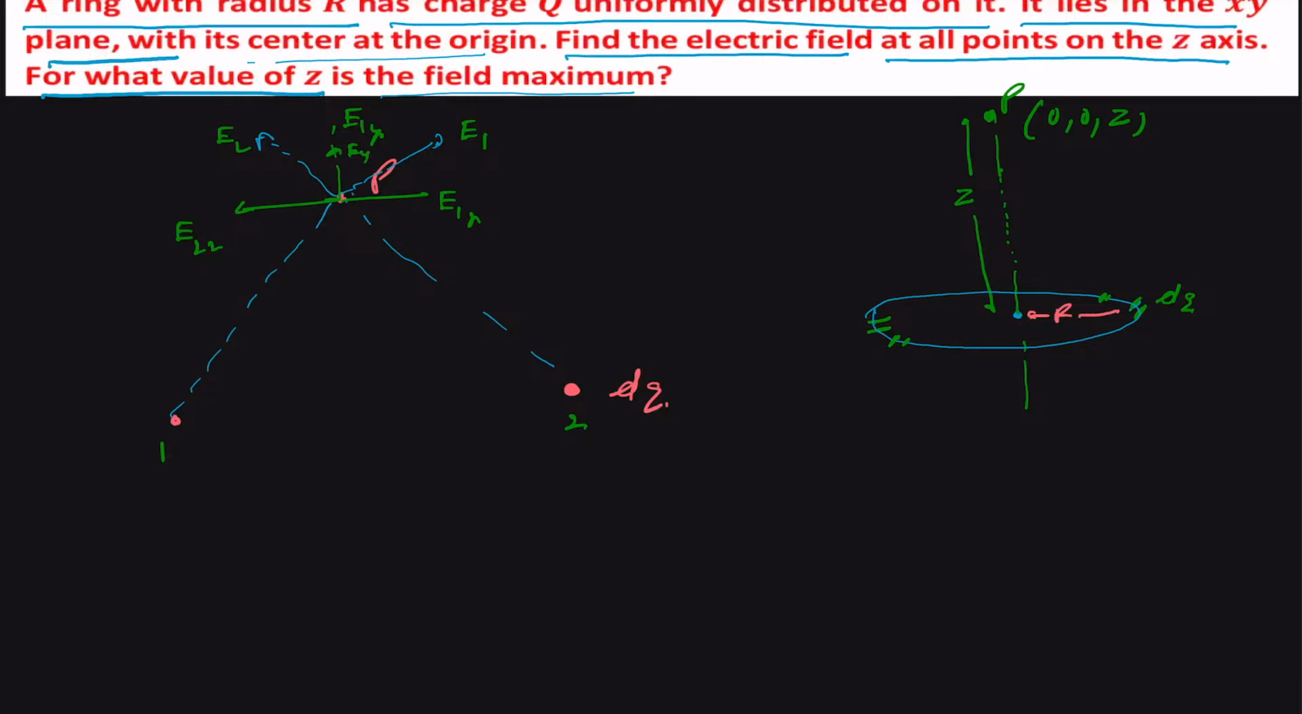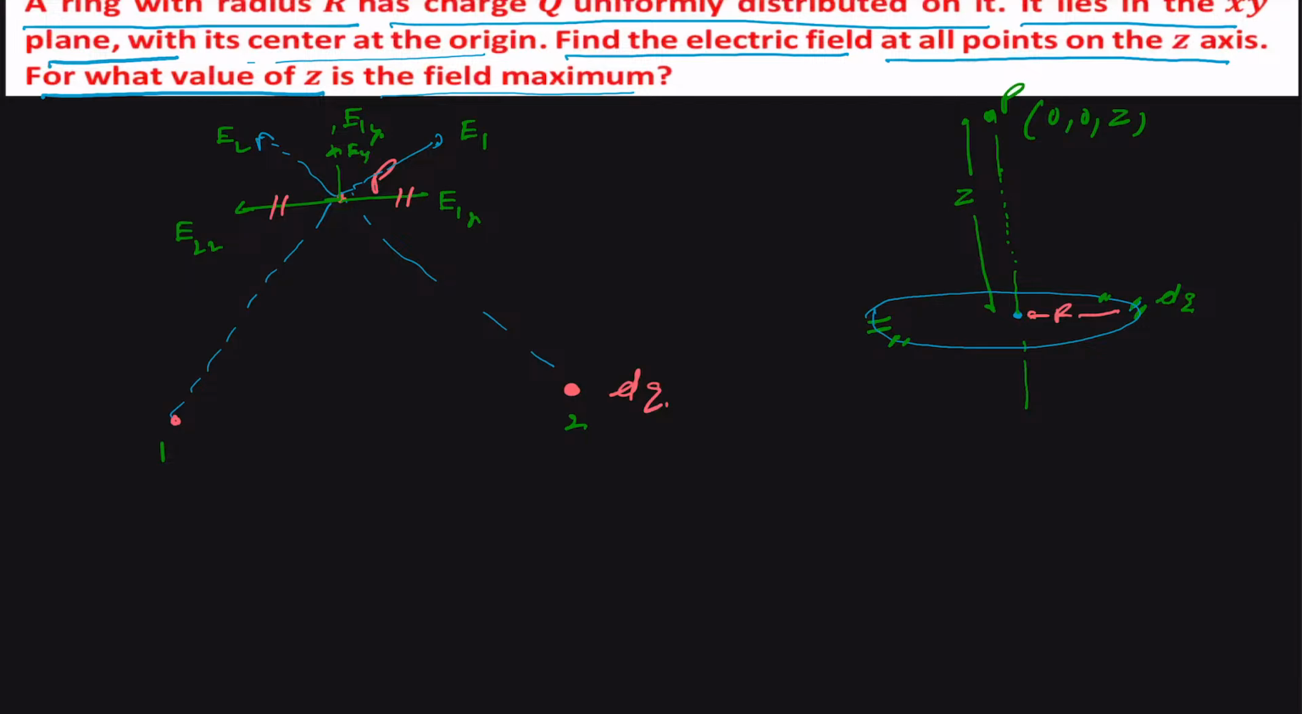In this case, E2x and E1x are going to cancel out. And this will be true for every symmetric point, no matter where we take the point, because the ring lies in the xy plane and the point P is on the z axis. So it means the point P will be symmetric for each point on this ring.